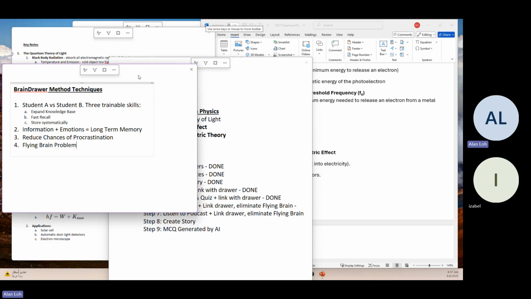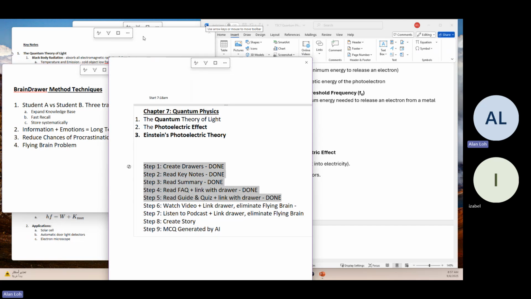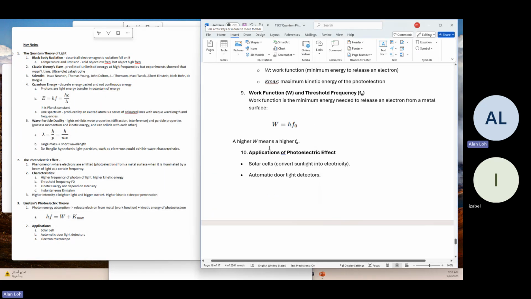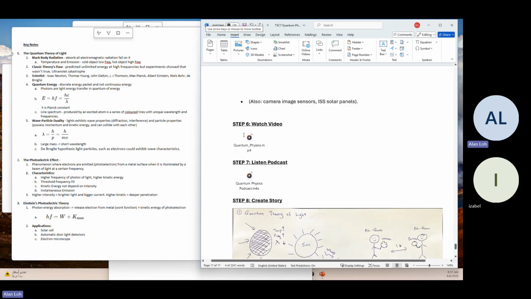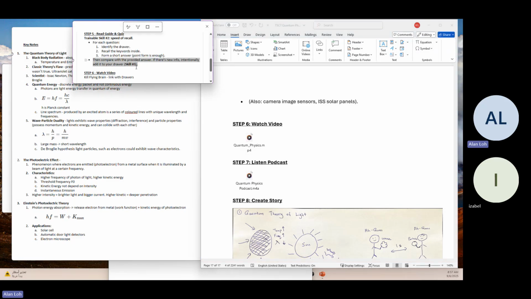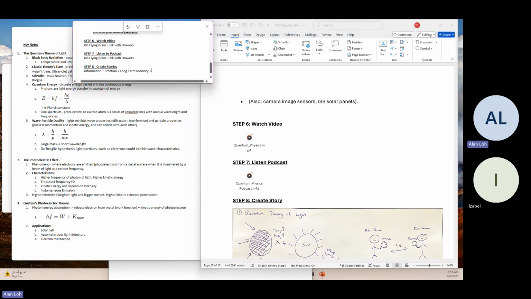All right, let's move back. Yes, this is the easy part. Step 6, watch a video. Now, everything has a technique, right? Watching video also has a technique that you need to follow. So what is the technique?